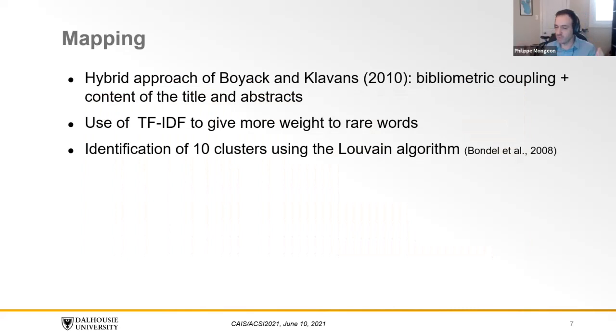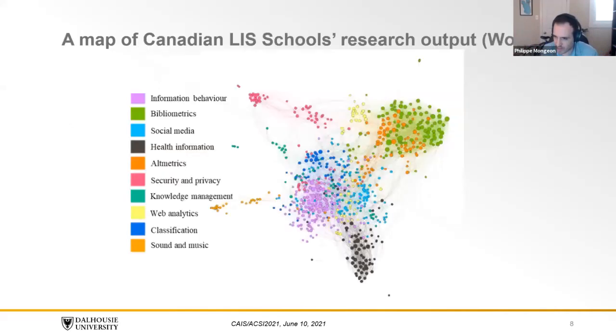For the mapping, we use the hybrid approach that Boyack and Klavans propose, which combines both citation links and similarities between the content of the papers, the titles and the abstract in this case. So we're able to connect papers that speak about the same things but are not necessarily citing each other, which helps make more relationships visible in the network. And then we apply, as usual, the Louvain algorithm to identify different sub areas in this entire set.